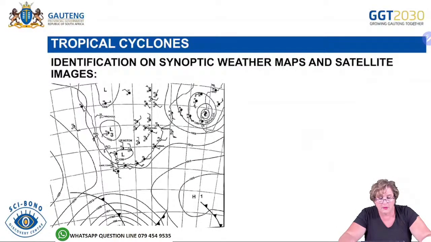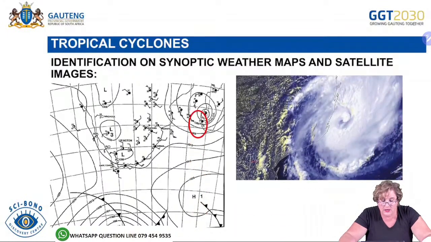How does the synoptic weather map look on a satellite image and on a synoptic weather map? There you can see Geralda is the tropical cyclone over there. Look at the symbol. There's the symbol that tells me it's a tropical cyclone. Question can be, how many tropical cyclones have there been before Geralda? You start counting on your alphabet. A1, B2, C3, D4, E5, F6, G7. So this is the 7th tropical cyclone for the season.